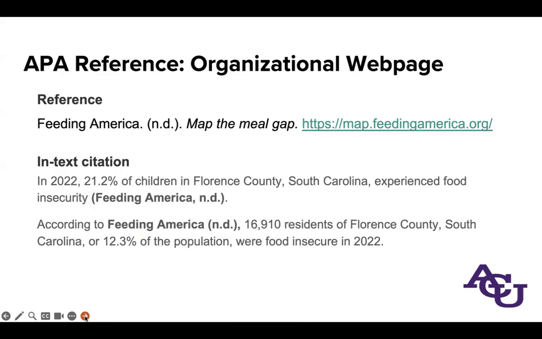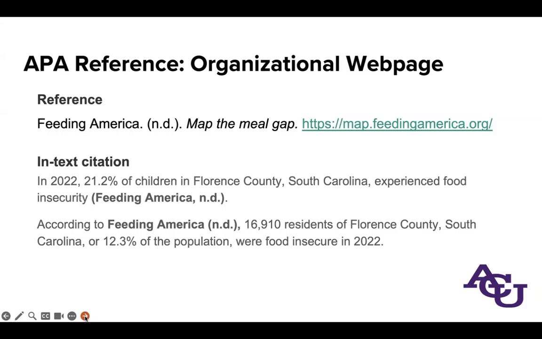And per APA guidelines, we don't need to repeat it. Last, we have the URL, which begins with https://. Then to name the source in our text, we follow APA's author date format. We can put the organization name, comma, ND in parentheses at the end of the sentence with the borrowed idea.